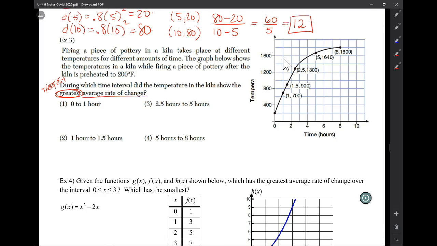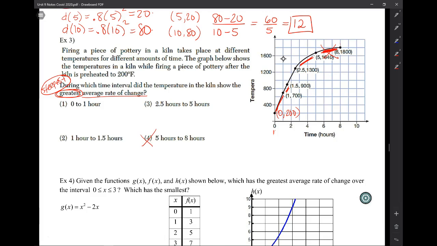0 to 1. So from 0 to 1. Okay, so at 0, it started with 200. So from 0 to 1 is this piece right here. From 1 to 1.5. Then we have 2.5 to 5. And then we have from 5 to 8. If we want the steepest piece to represent the greatest average rate of change, I would hope as you're coming up this curve here, you notice that it's starting to flatten out, right? When you get to 5 to 8, that's like the flattest part of the graph. That is not going to be the steepest piece.